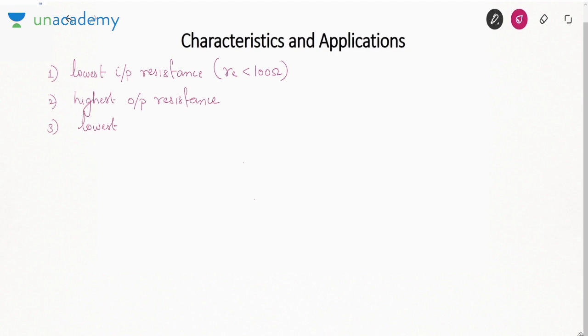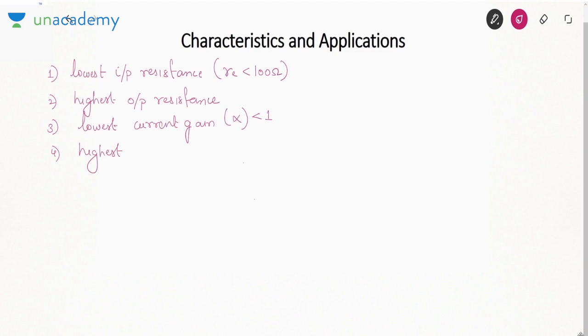Now, once we have seen the different characteristics in case of common base configuration, let us see some observations. First, it has the lowest input resistance, which was RE, less than 100 ohm. Second, it has the highest output resistance. Output resistance we just now saw, delta VCB by delta IC. Then, lowest current gain. The current gain was alpha, which is less than 1. So, it has the lowest current gain.